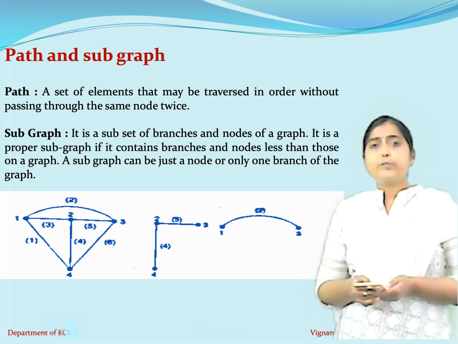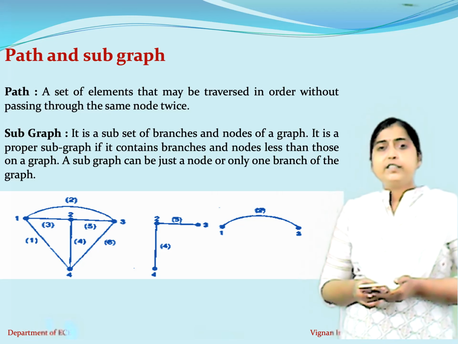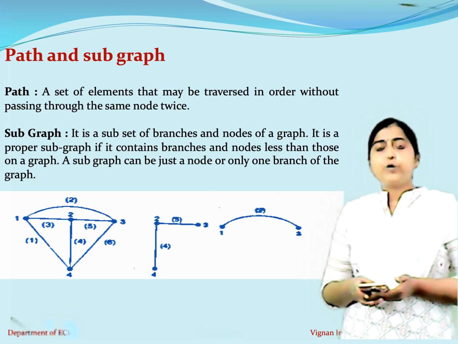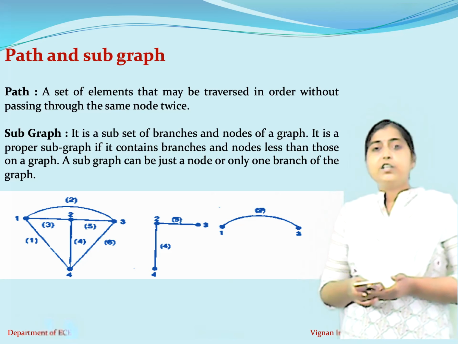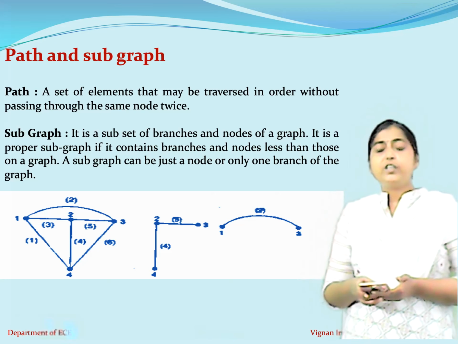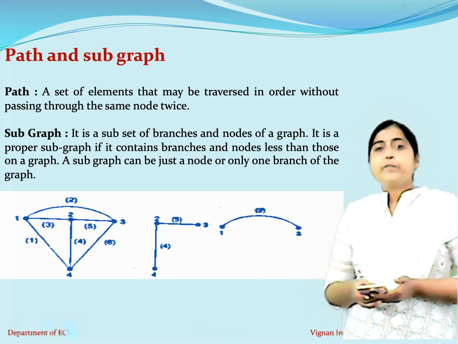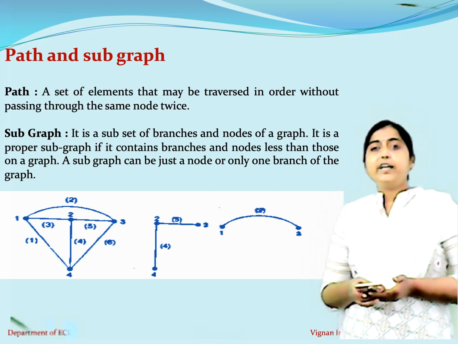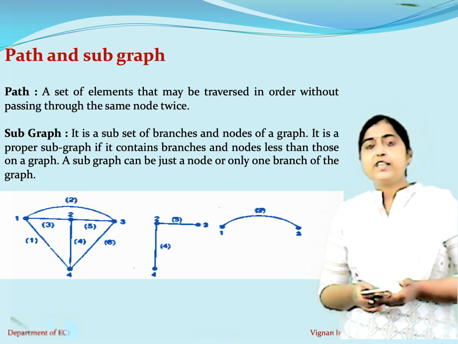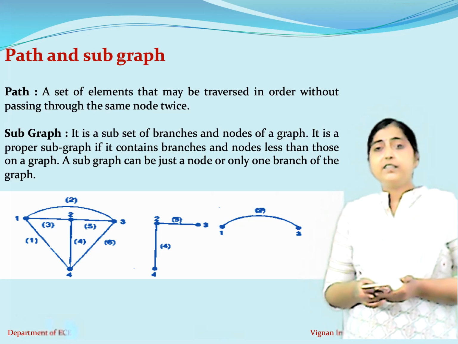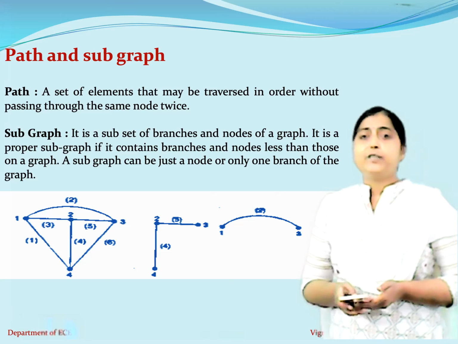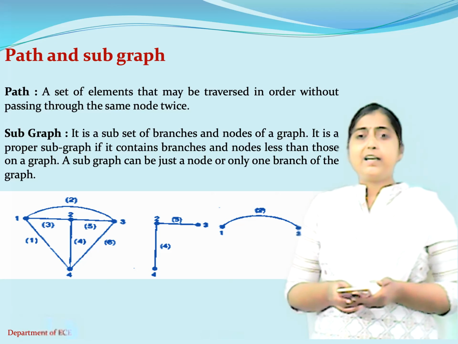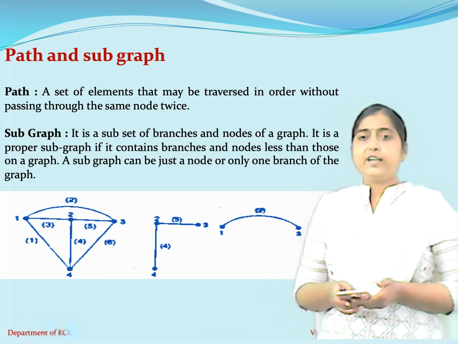As an example for path and subgraph, this is our graph. From this point to this point, this can make a path because the nodes are not repeating twice. Similarly, from this point to this point, you can name it a path. Whereas a subgraph can be any graph, even a single branch. You can see in the second figure that this shows a subgraph. Path and subgraph we are not going to consider while analyzing the network. This is only for your understanding.